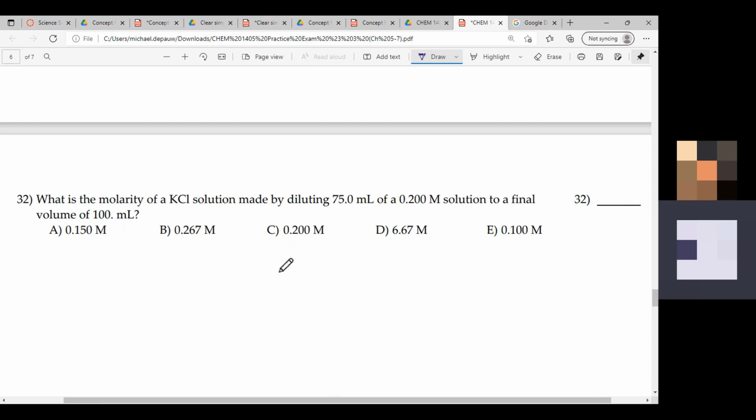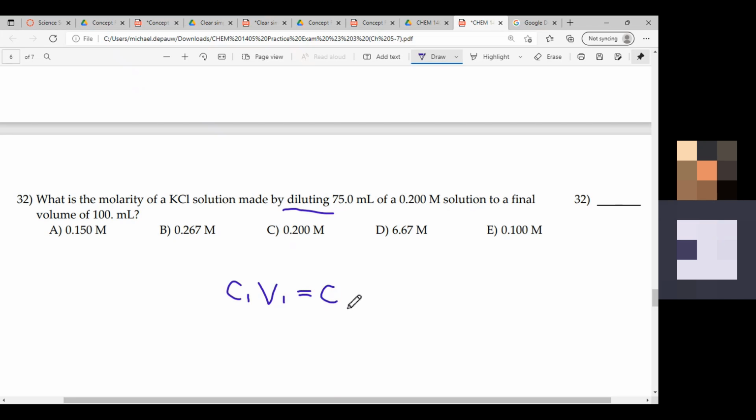What is the molarity of a KCl solution made by diluting 75 milliliters of 0.2 molar solution to a final volume of 100 milliliters? Okay, so this is fortunately a much easier problem than you might expect, if you recognize one key word in this problem: diluting. So that means you can use the dilution equation. Does anybody happen to know what that is? C1 V1 is equal to C2 V2.